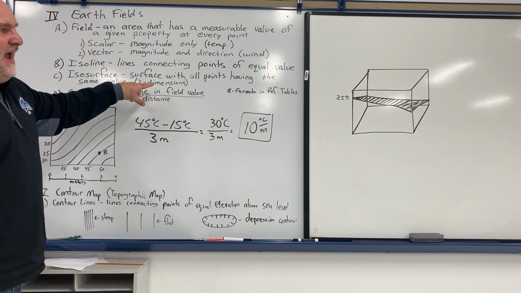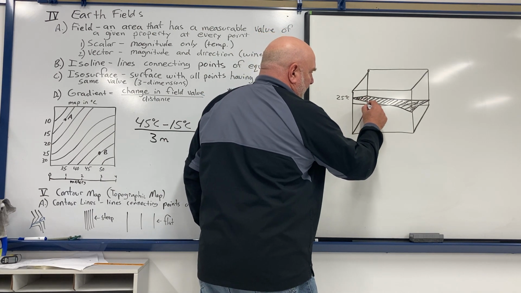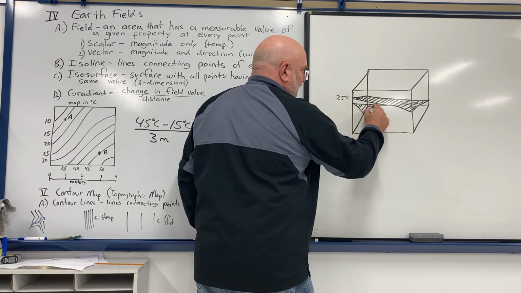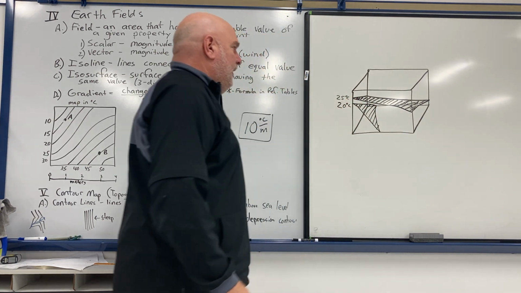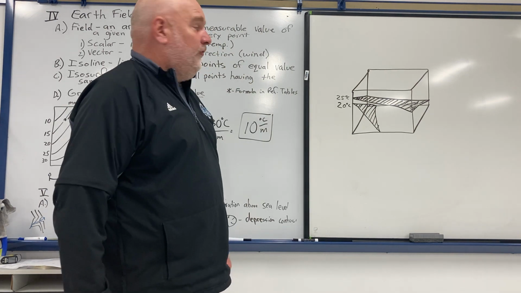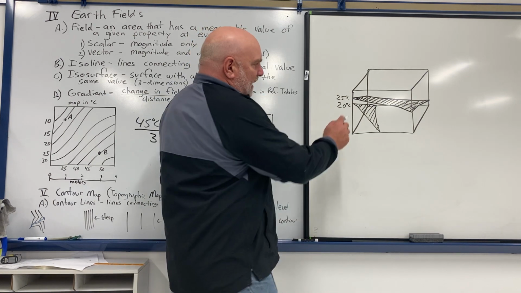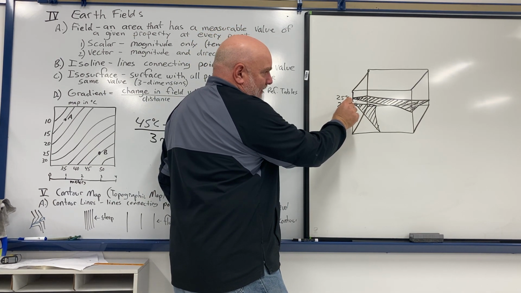So it represents a diagram in three dimensions. And then there might be another one that goes like this, that might be the 20 degrees Celsius isosurface. So if that one's 25 and that one's 20, a spot right here would probably have a temperature of 23 or something like that.